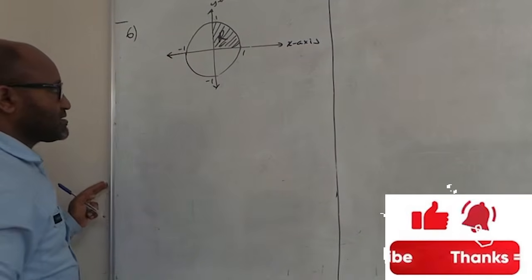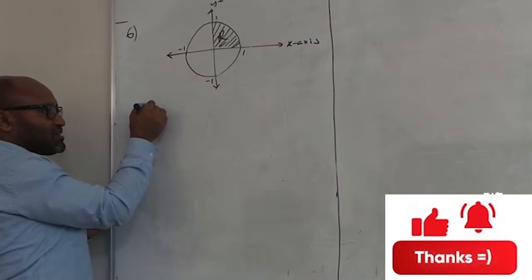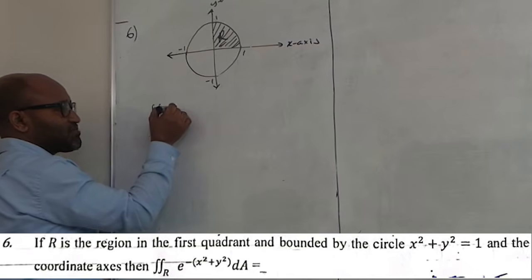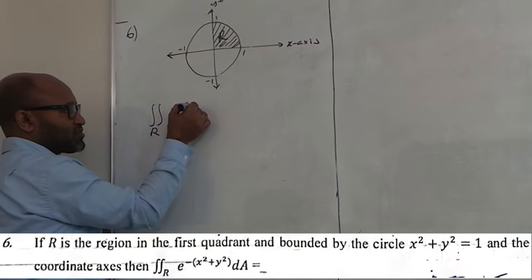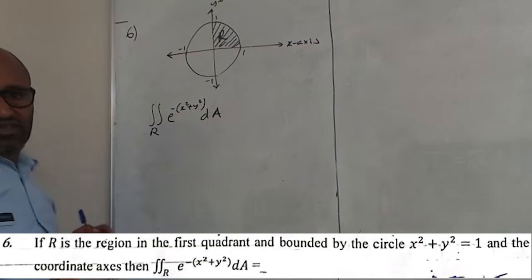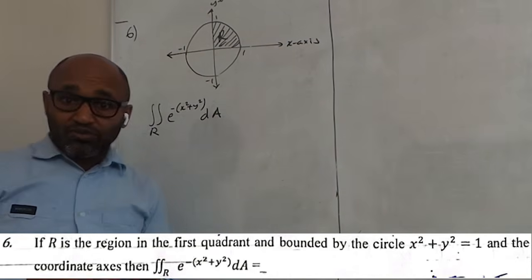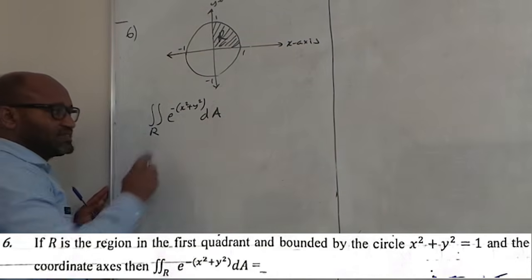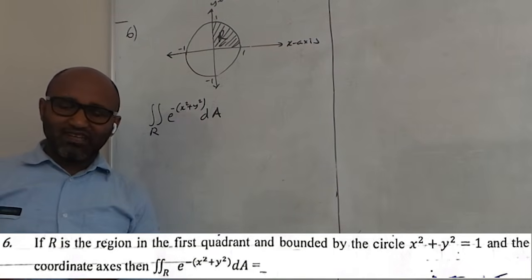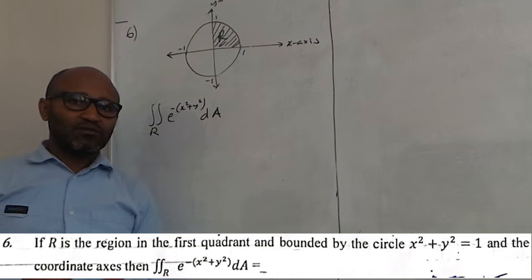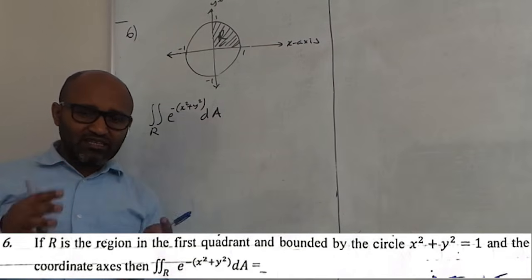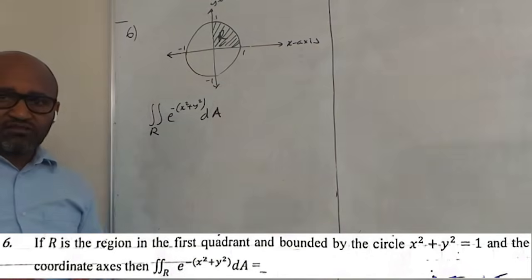Then the question says evaluate the double integral over the region R of the function e to the power of minus x square plus y square dA. This is what we need to evaluate. Double integral. In a double integral, it is always our region that determines what kind of technique we follow.